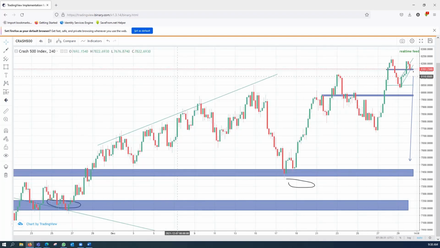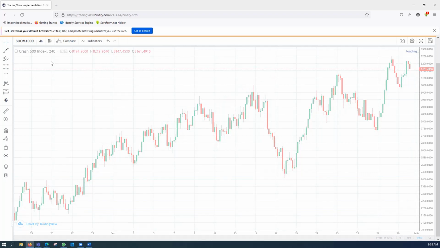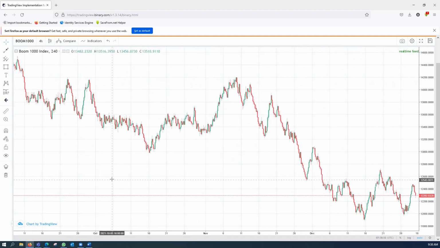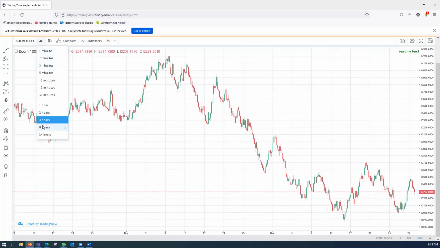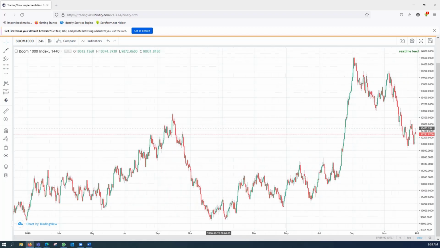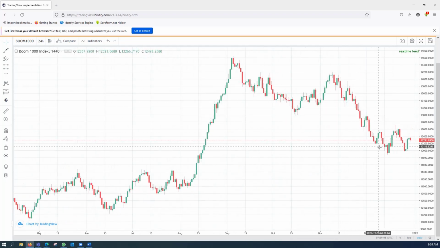So let's also look at what other pair we can look at. Let's try and look at Boom 1000. Let's see what we are seeing on Boom 1000 and how we can take entries on here. Okay, so Boom 1000 first, we're going to go to our higher time frame, which is going to show us the overall trend. So what do we see here? We see that it's been on a downtrend.